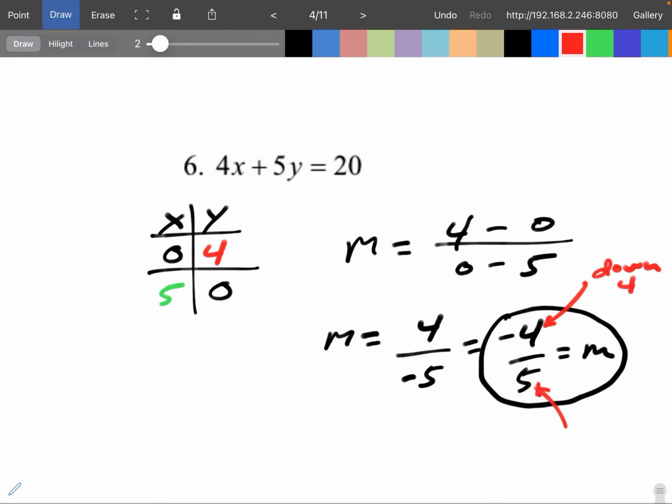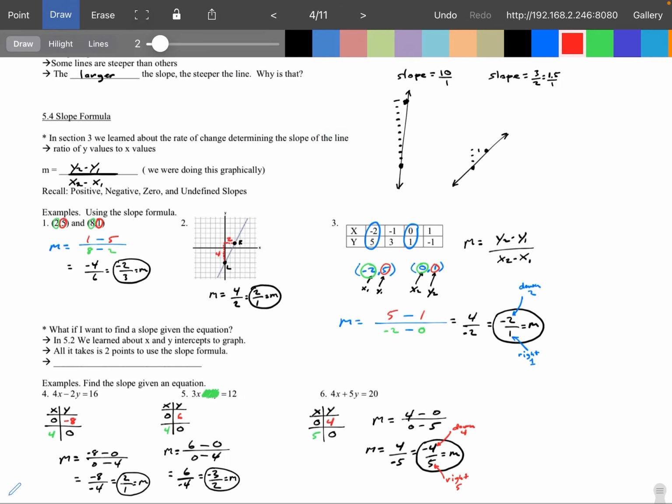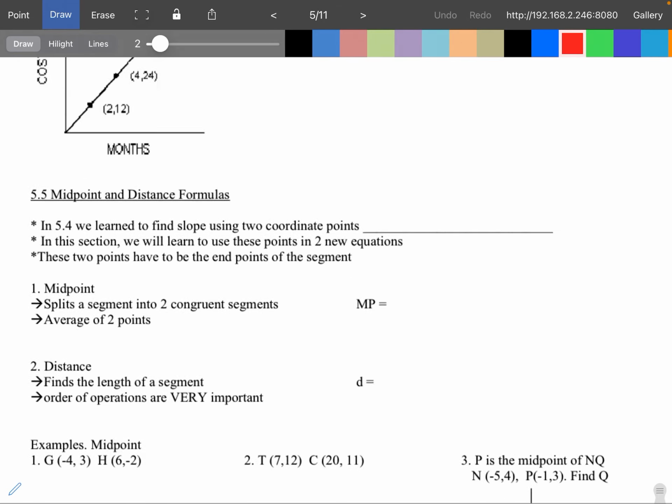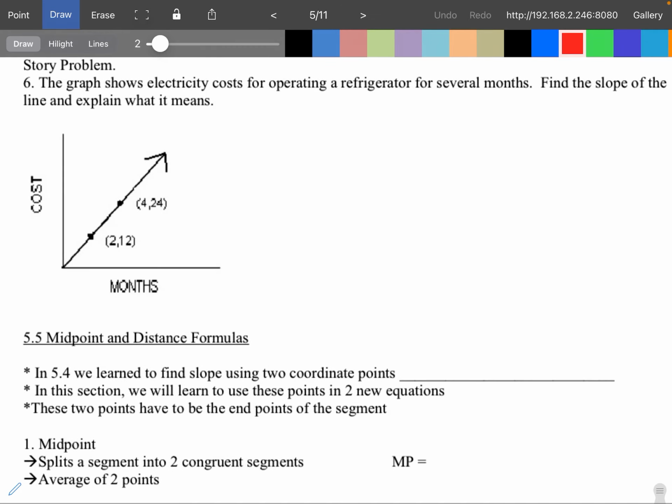And again, if you were thinking graphically here, that -4, that tells you to go where? If the numerator is -4, where does that tell you to go on the graph? Yep, down 4. And then the 5 on the bottom tells you to go where? Yep, right 5, good.